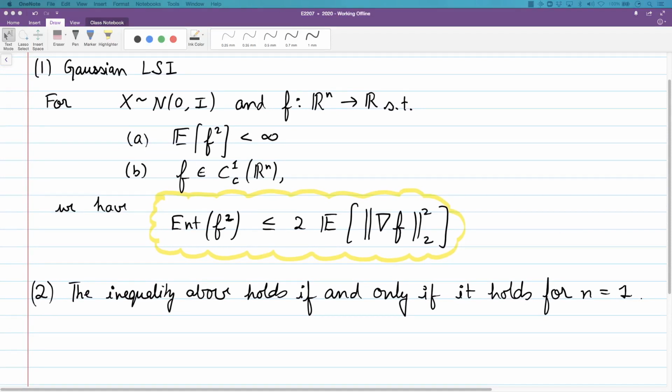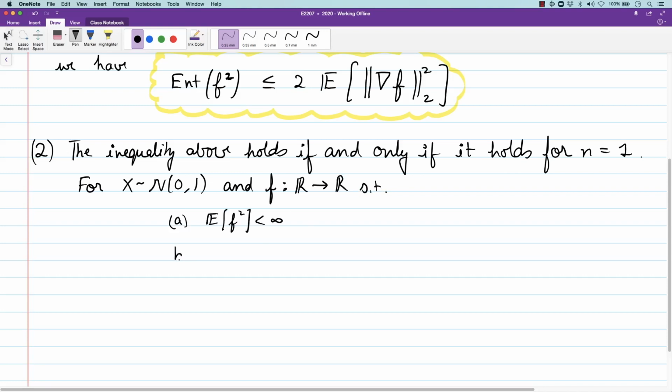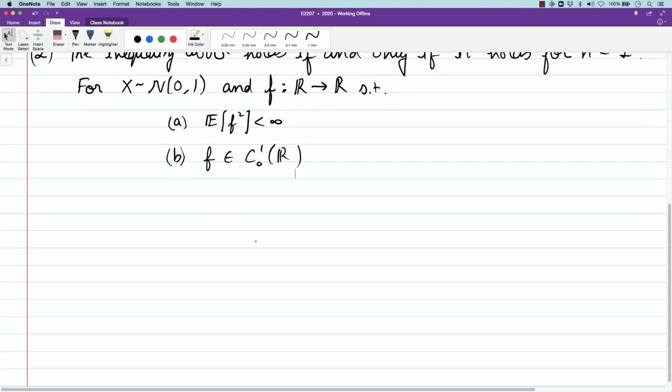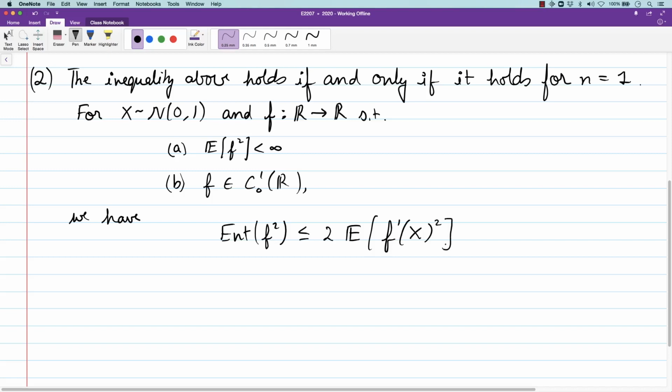To show this result, we use the tensorization property of entropy. In other words, the inequality that we showed was the following. We can now think of just a single Gaussian random variable with mean 0 and variance 1, and consider a function f from R to R such that it satisfies two properties. One, that it has finite variance, and second, that this function f belongs to the same class as before, except that the domain is now R instead of R^n. Suppose we have these two properties, then we have, again, this is the one-dimensional version: entropy of f square is less than or equal to 2 times the expected value of the squared derivative, because now we are talking about functions on R.